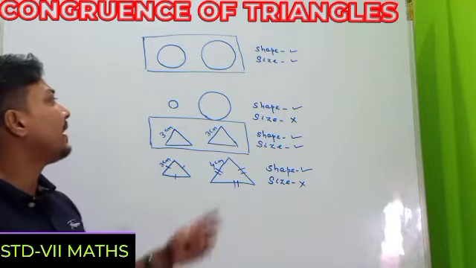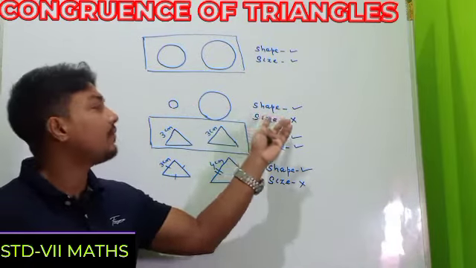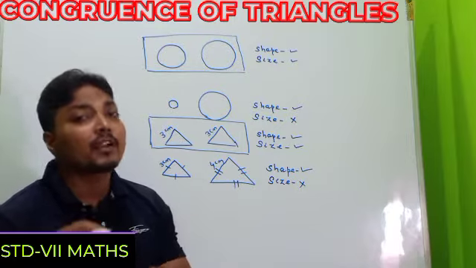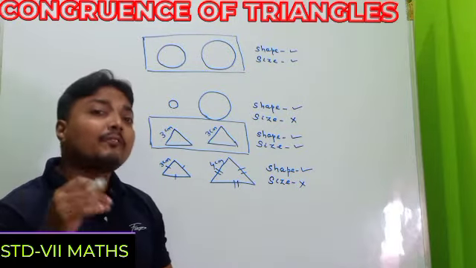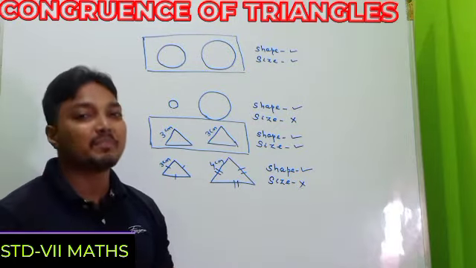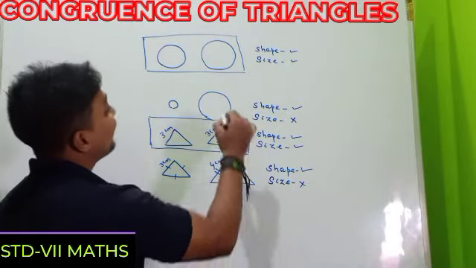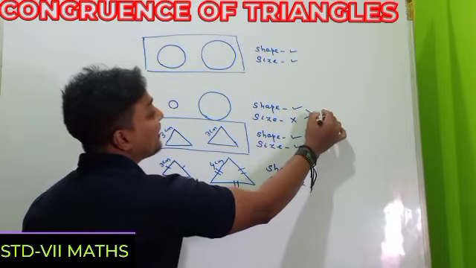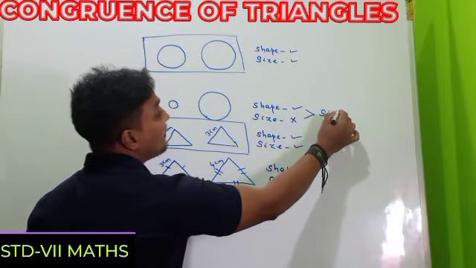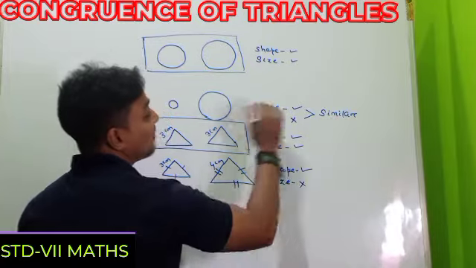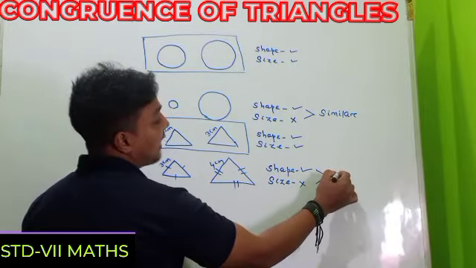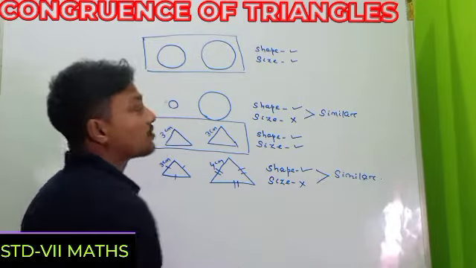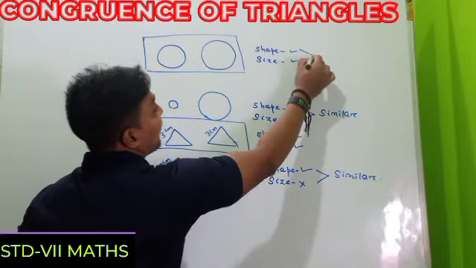Another extra thing I am telling you, which will be useful for you in standard 10. Remember, whenever figures have the same shape but different size, we call those figures similar figures. So these two figures having the same shape but different size, we call them similar figures. These two are similar, also these two are similar. But here it is congruent.